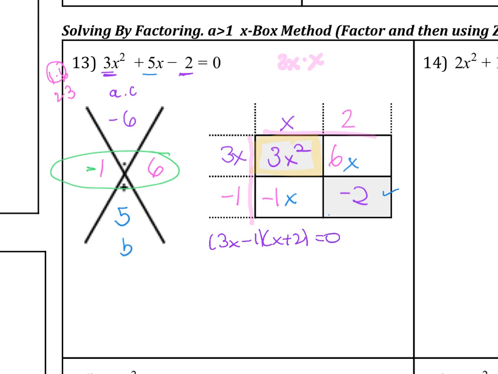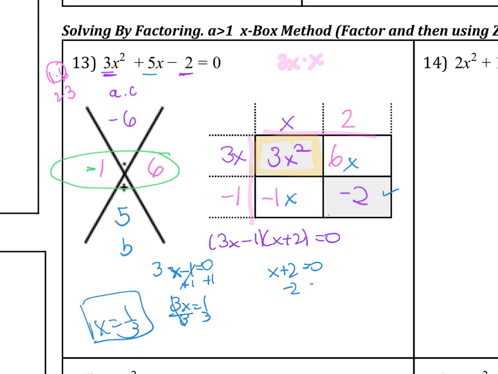Then you use the zero product property. Set each piece equal to 0 to solve for what x is. In this case, we add 1 to both sides. This is 3x equals 1, divided by 3, and so x equals 1/3. Then over here, some of you can see it right away. This is just x equals negative 2.